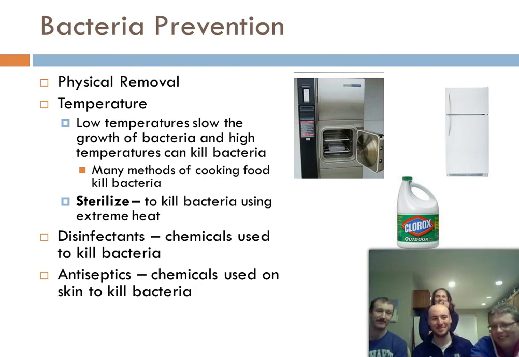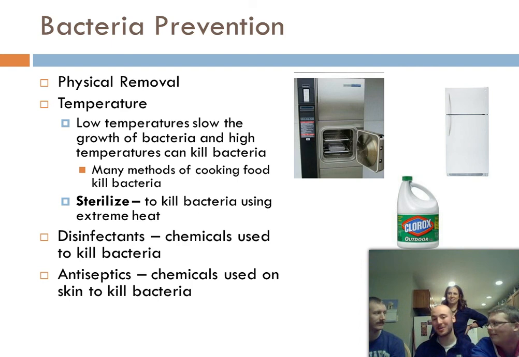So in order to actually prevent these bad bacteria from hurting you, you can physically remove them. This is what washing your hands does. Soap helps remove the bacteria. Now temperature can be really effective in fighting bacteria. Really low temperatures, like in your freezer or your fridge, can slow the growth of bacteria. That's why stuff eventually does go bad. It doesn't kill the bacteria in the fridge. Or high temperatures can kill bacteria. That's why we cook our food usually.